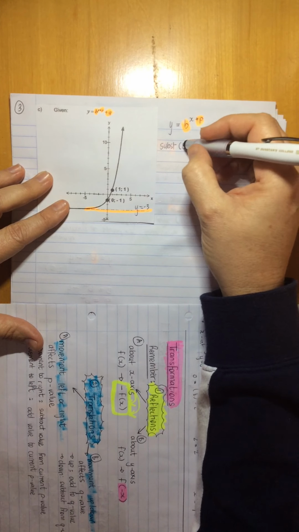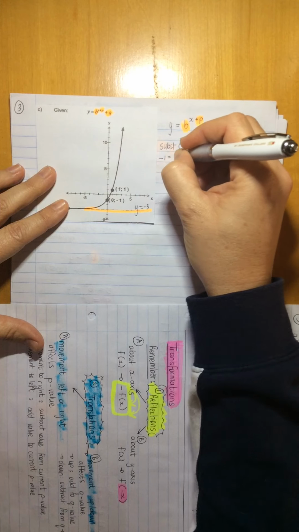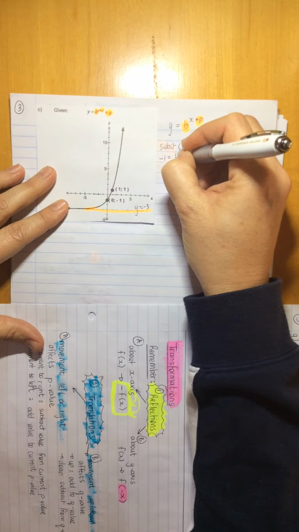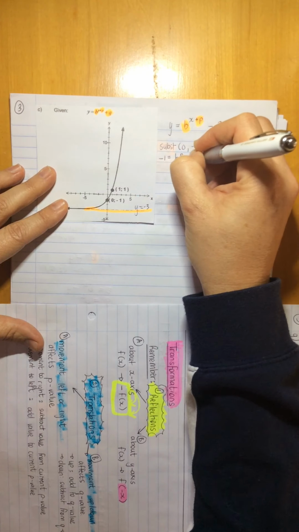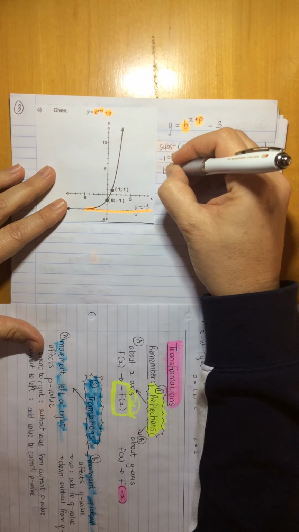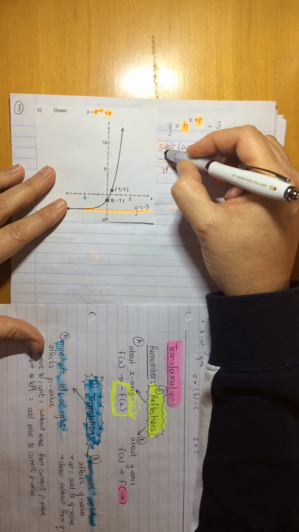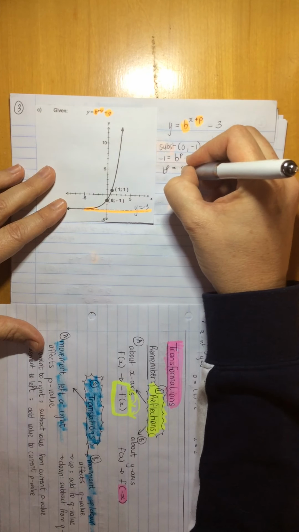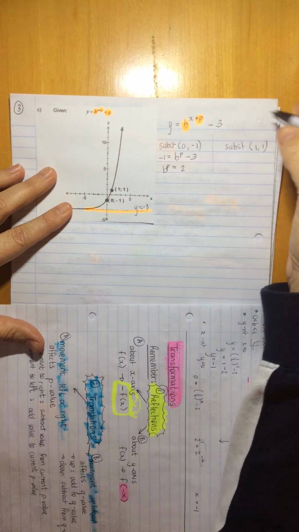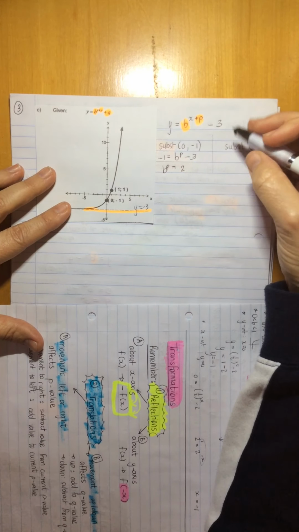So if I substitute 0 and minus 1, I get minus 1 equals b to the power of 0 plus p, which is just p, and q has a value of minus 3. So b to the power of p, minus 3 goes over, becomes plus 3, is equal to 2. 2 variables in one equation, I can still not solve it.